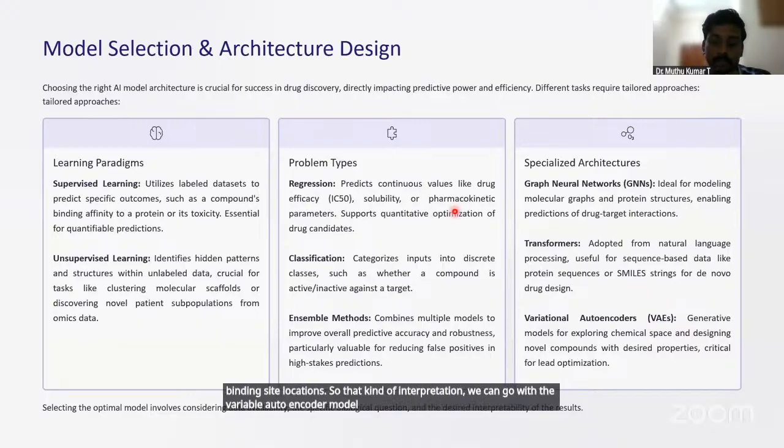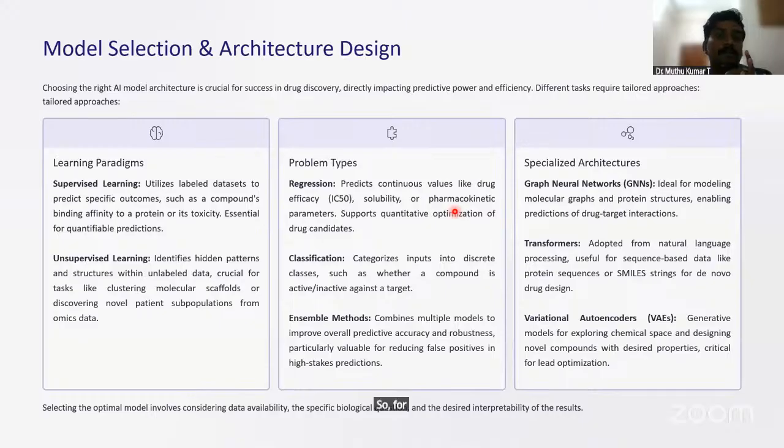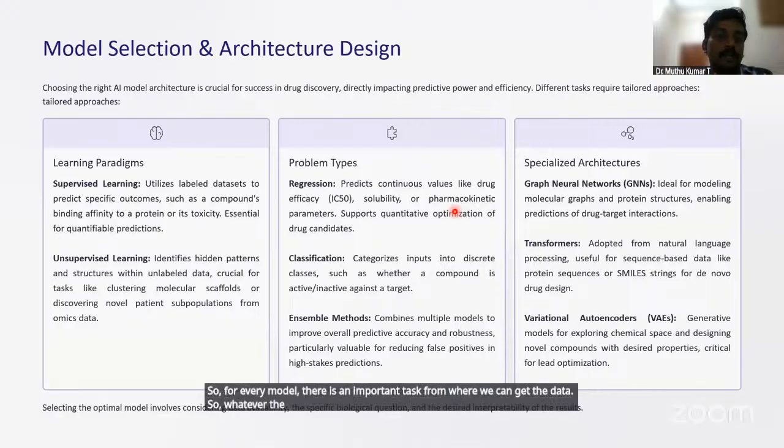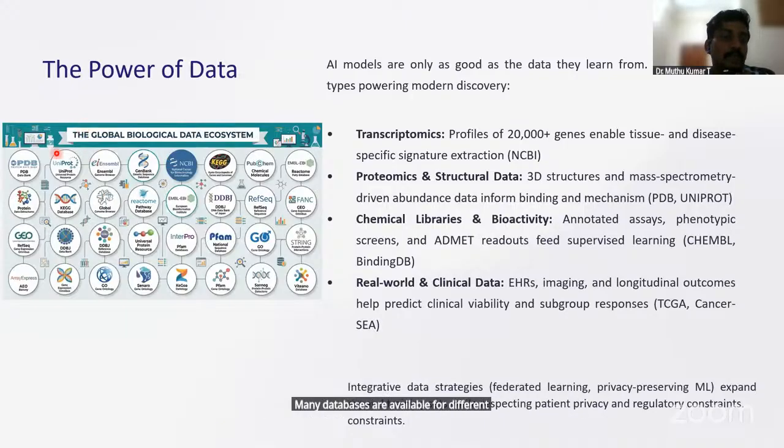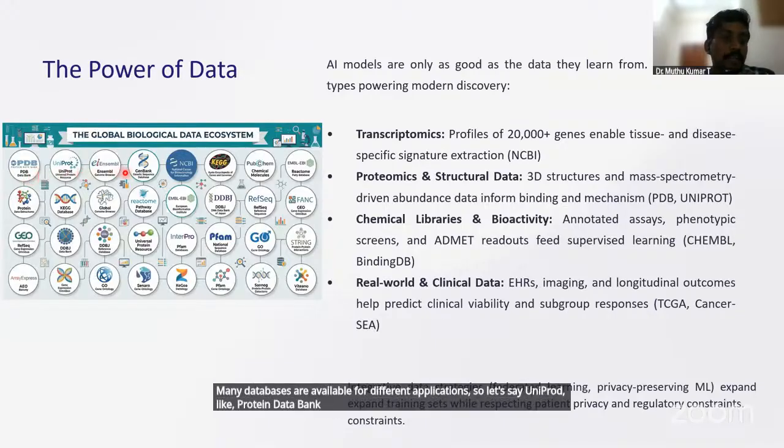And for every model, an important task is where we can get the data. Whatever computer applications you are handling require data. So we have a large number of biological databases. As you have seen, many databases are available for different applications. So let's say UniProt, Protein Data Bank, Ensembl, GenBank, NCBI, and the KEGG database.